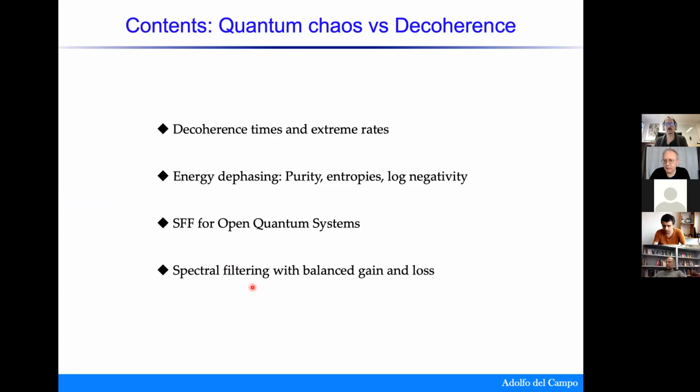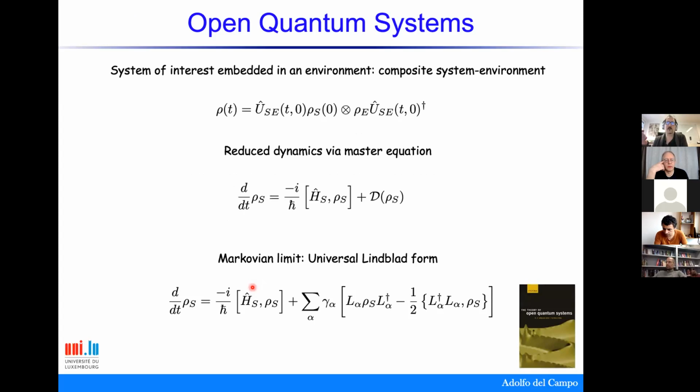So let me start with something very basic and textbook-like. If we want to describe an open quantum system, a canonical way of doing it is to embed the system in an environment and consider the unitary evolution in the composite Hilbert space. Of course, this is typically hard to do in practice. So one traces over the degrees of freedom of the environment and ends up with an effective master equation for the reduced density matrix of the system. Now, there are well-known results going back to Lindblad for when such a master equation can be written in this canonical form, the so-called Lindblad form, in the Markovian limit.